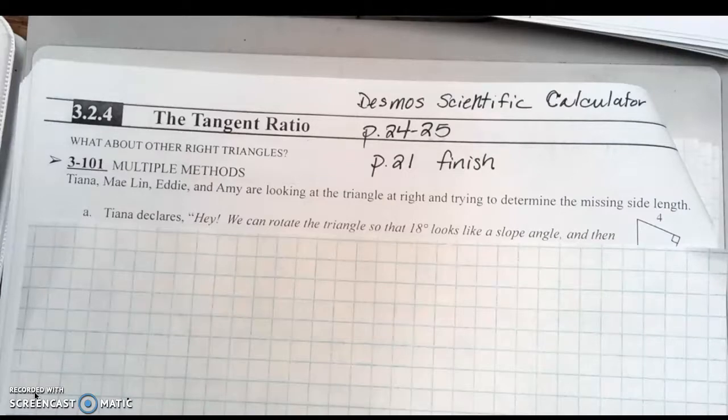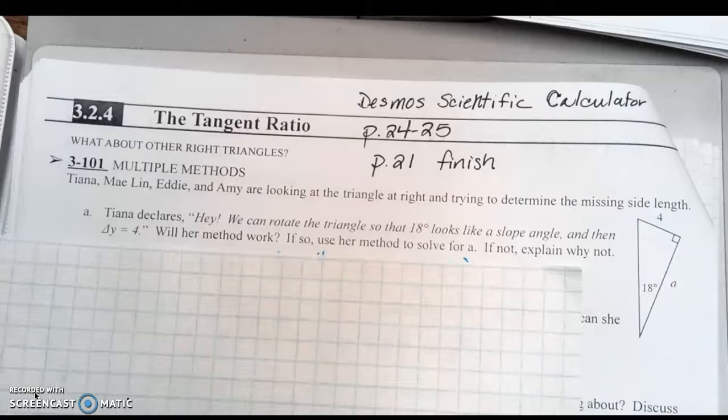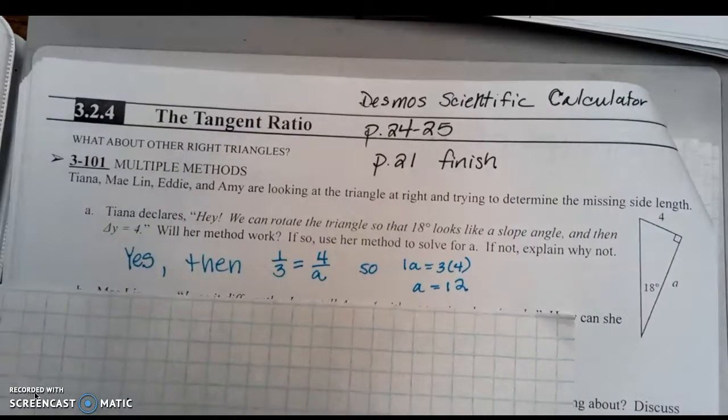Okay, so for question 101, we're looking at some friends here. Tiana, Maylin, Eddie, and Amy are looking at the triangle at right and trying to determine the missing side length. Tiana declares, hey, we can rotate the triangle so that the 18 degrees looks like a slope triangle, and then the change in y is 4. Will her method work? If so, use her method to solve for A. If not, explain why.